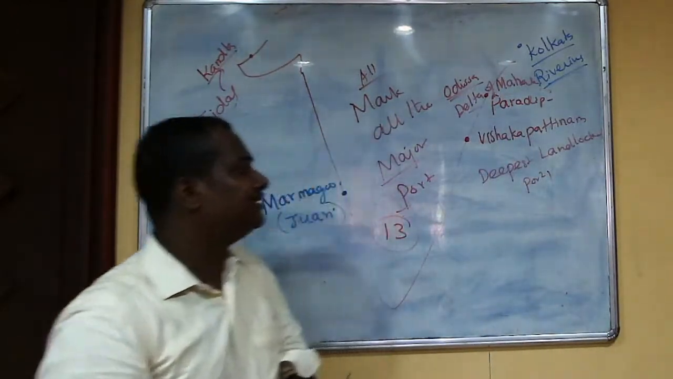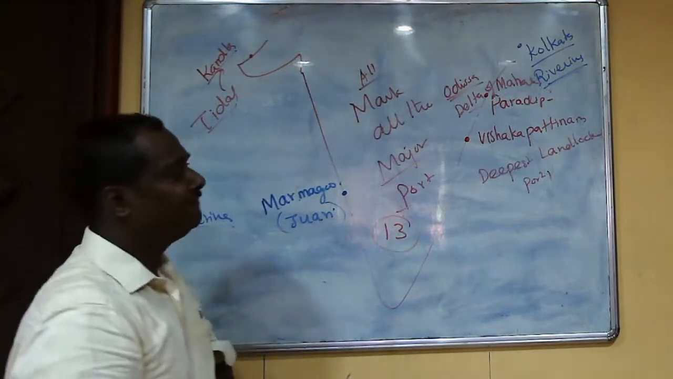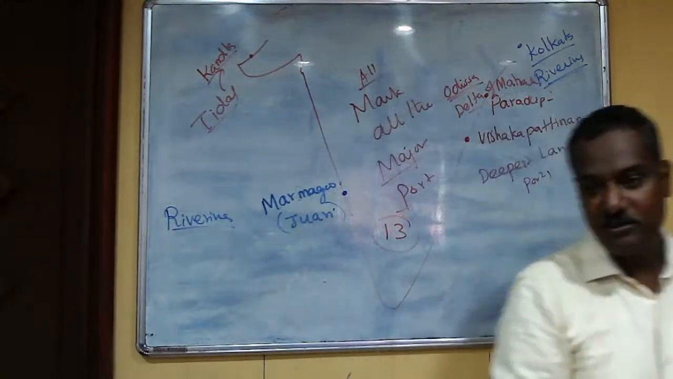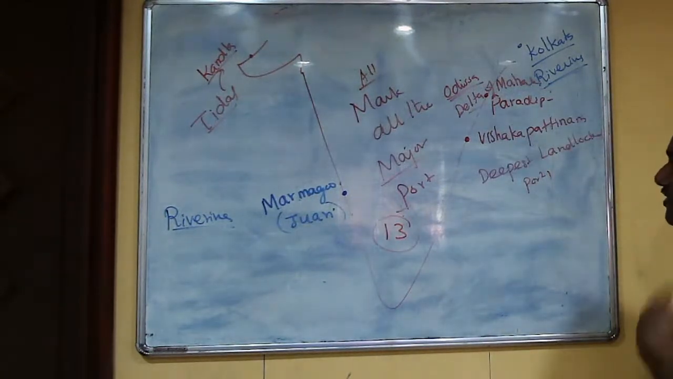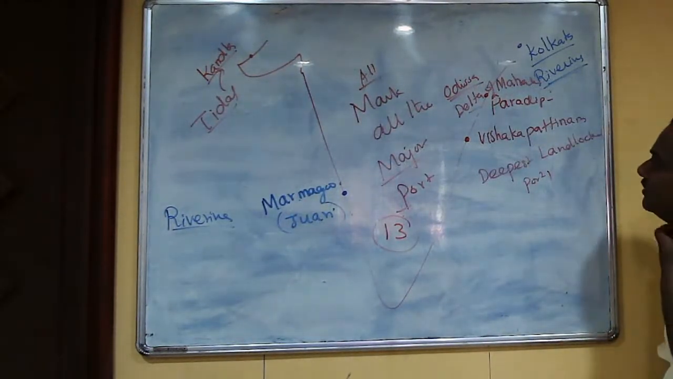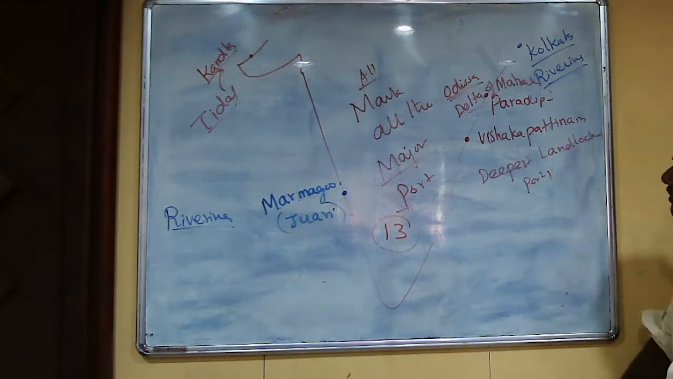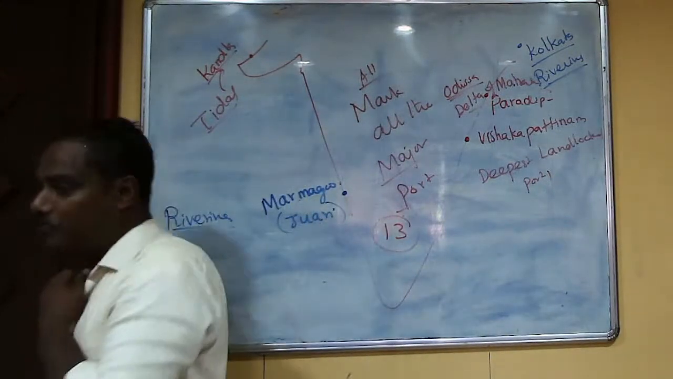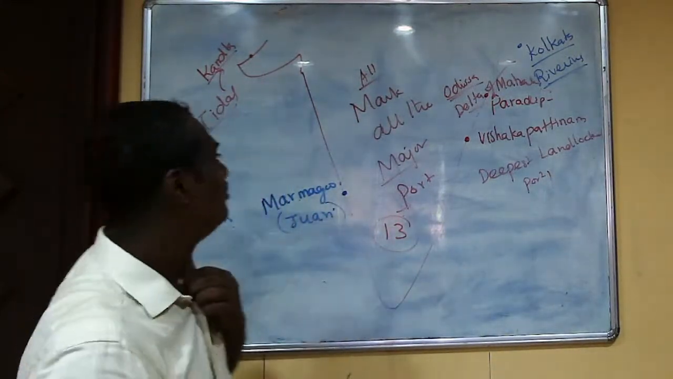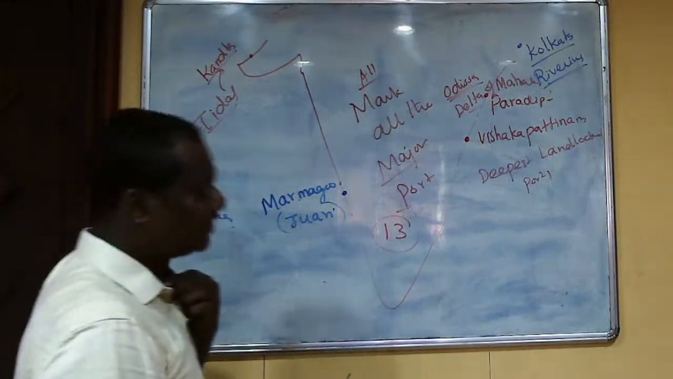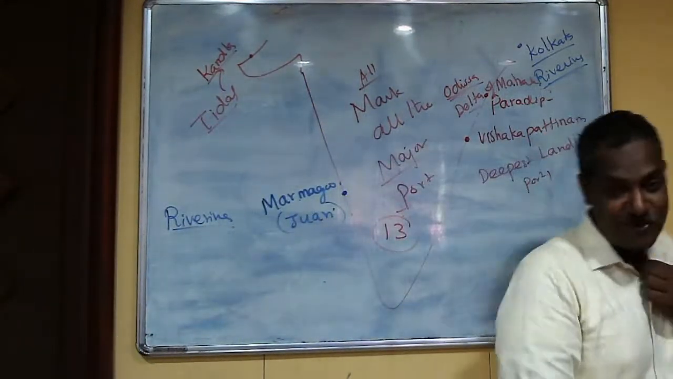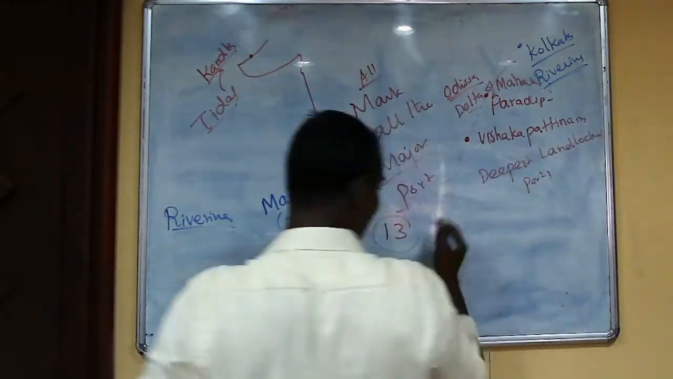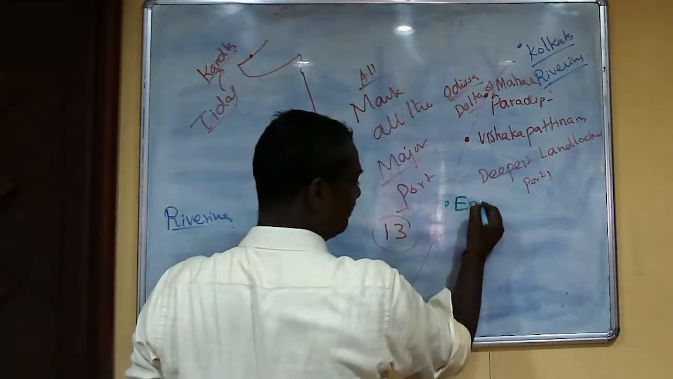Okay, so deepest landlocked port Visakhapatnam, deltaic port Paradip. Repeat, I'm asking you to say deltaic port. Paradip. Louder. Paradip. Deepest landlocked port, Visakhapatnam. Estuary port, Marmagao. Tidal port, Kandla. Kamarajar port. Which port is known as Kamarajar port? Ennore. Ennore is known as Kamarajar port.